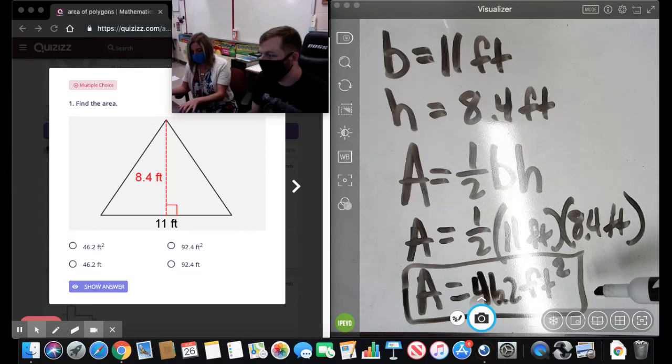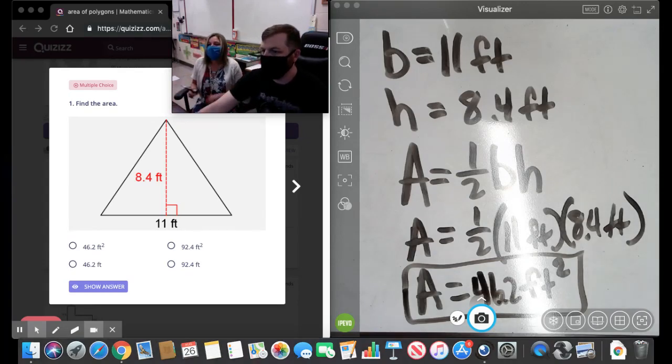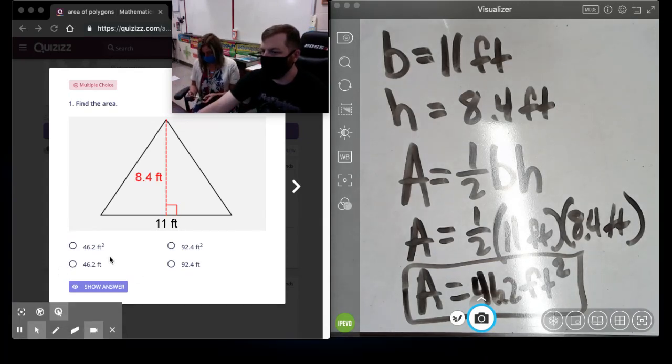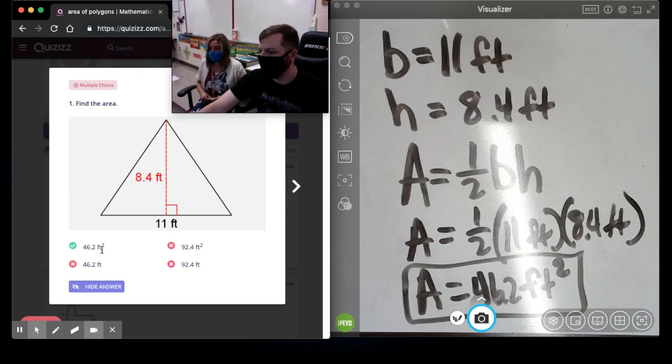Good. And of course, you're going to notice on your answer choices on here, there's actually 2 answers that say 46.2, right, Ms. Harper? Yes. But how do I know which one to click, feet or feet squared? Well, it's area, and area is always squared. Exactly. So I'm just going to click on show answers, and the correct answer on here is 46.2 feet squared. Woohoo! I got it right. Good. All right, so now here's the next one.